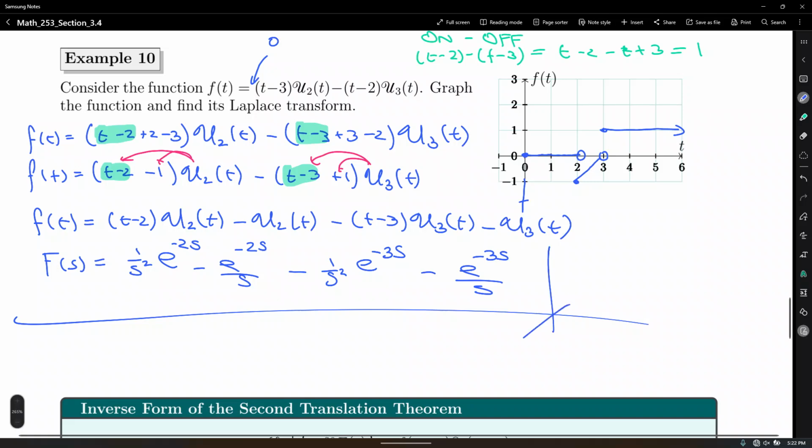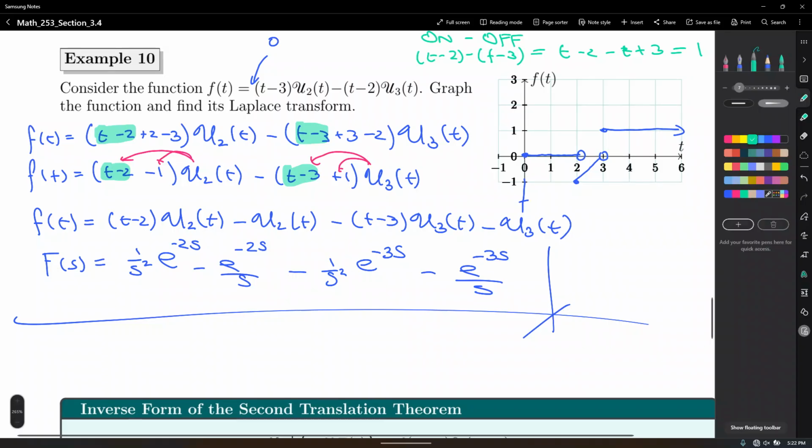Could you point out which part of the Laplace transform is connected to each part of f of t? Yes, we have 4 terms, 1, 2, 3, and 4. So this would be this guy, that guy, that guy, and that guy.